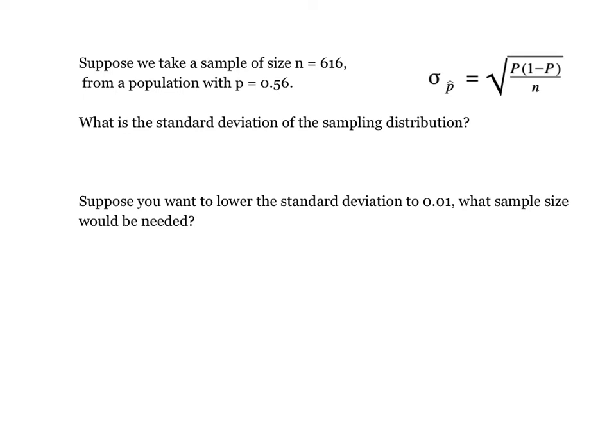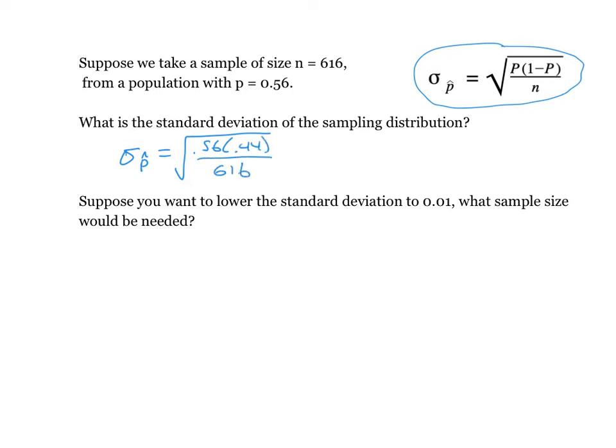Okay, we know that this is the standard deviation of the sampling distribution, that formula. So I can solve that quite easily by taking the square root of 0.56, and then 1 minus p would be 0.44, divided by 616, and then I'm going to take the square root of that. And that ends up to be about 2%. So that means that taking samples of 616 from this population is going to yield a sampling distribution with a standard deviation of about 2%.